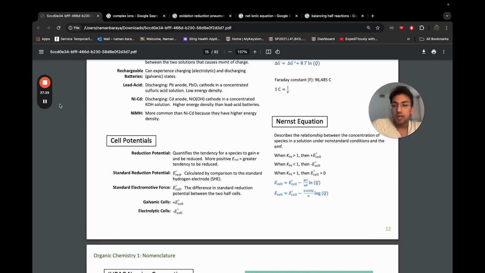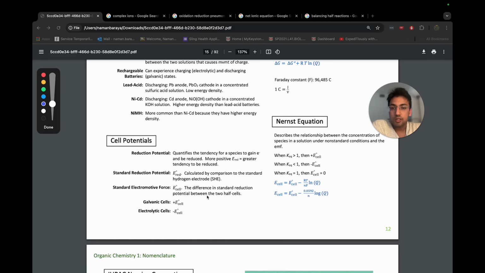Okay, now we have standard electromotive forces. This is just the difference between the standard reduction potentials of the two half cells. So if we subtract the reduction potentials, that's what we get. And we just went over this.